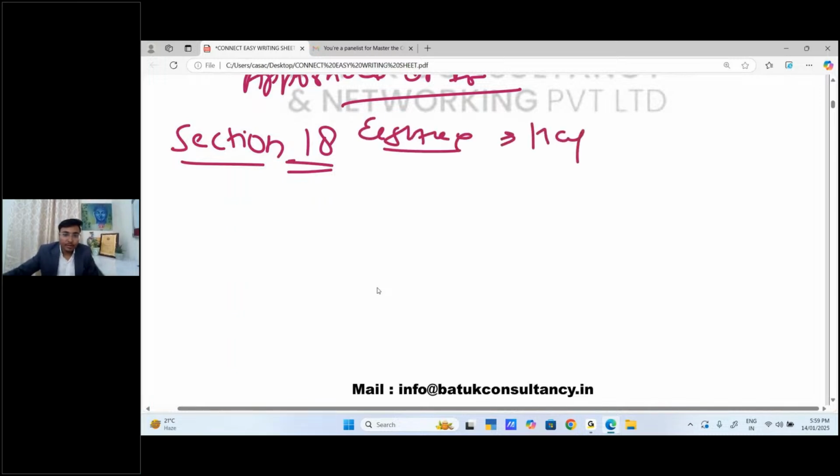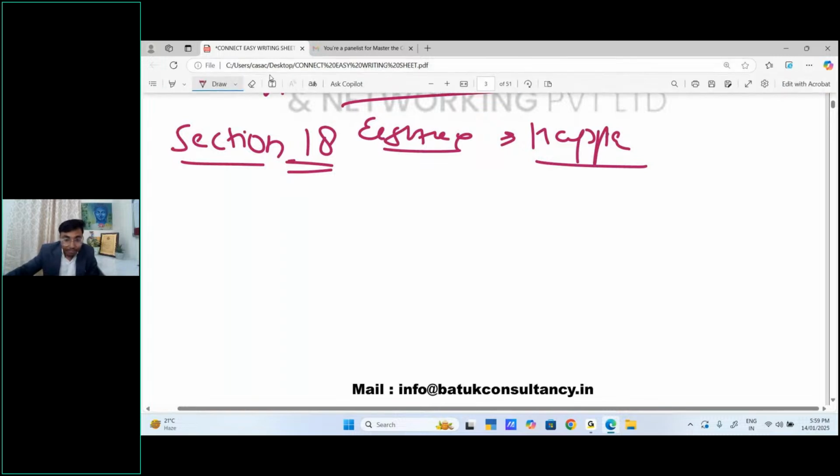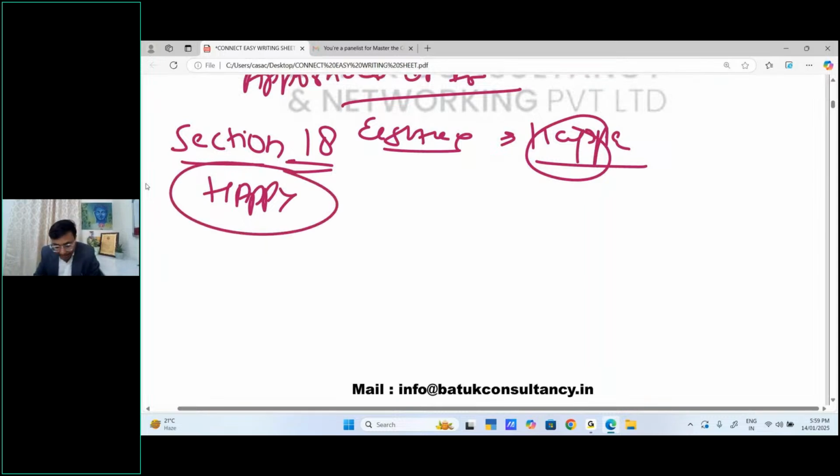Section 18 making happy. This section is going to provide you certain information which will make you happy. You just need to pick the word happy from this. So this section is going to provide you certain good and exciting information, that is, eligibility to claim the input tax credit in special circumstances.